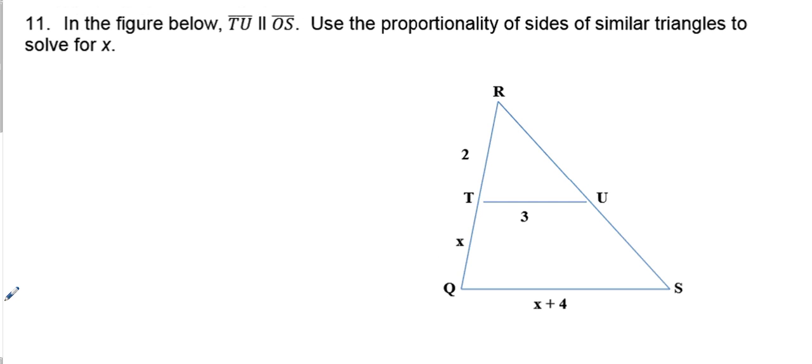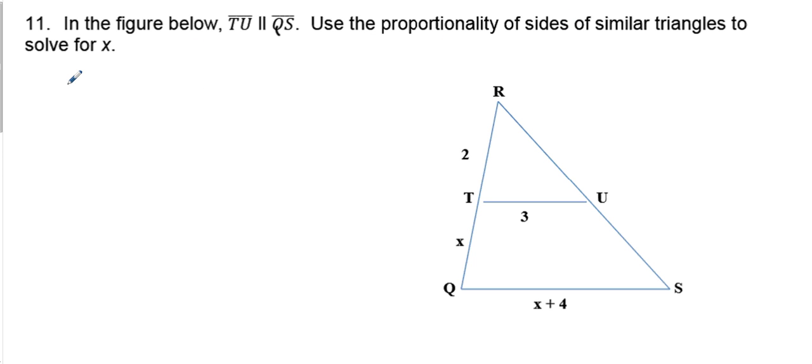All right, next, number 11. It says, in the figure below, line segment TU is parallel to line segment QS. Use the proportionality of sides of similar triangles to solve for X.